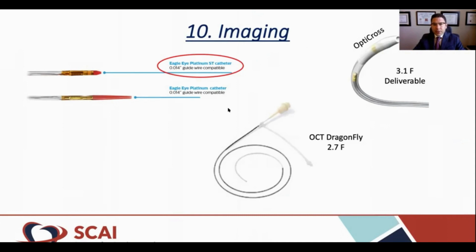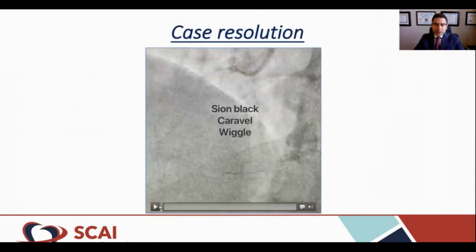And finally, imaging. If you have the Volcano on your shelf, Philips, choose the short tip Volcano. This has a 3.5 French crossing profile. OptiCross from Boston Scientific has its advantage in deliverability and lower crossing profile. And the OCT is even smaller, but a longer catheter, which is challenging.